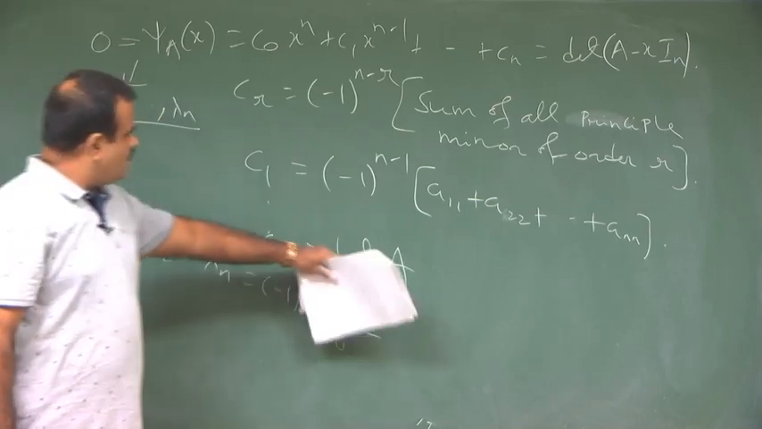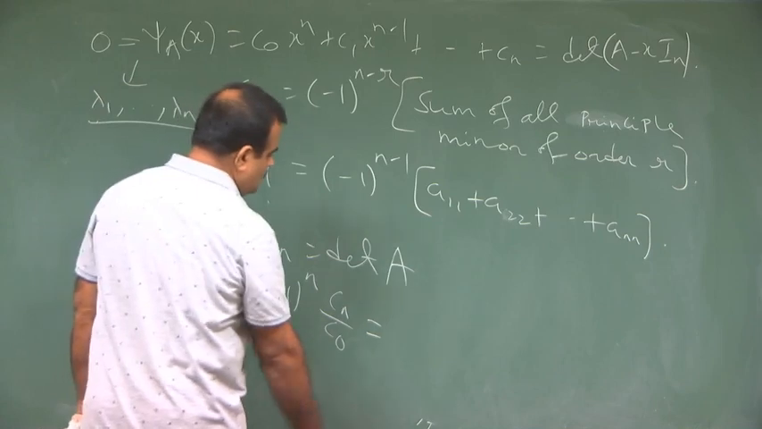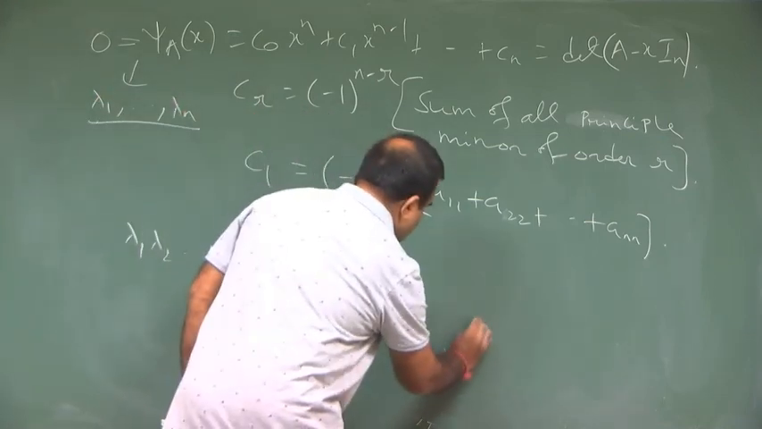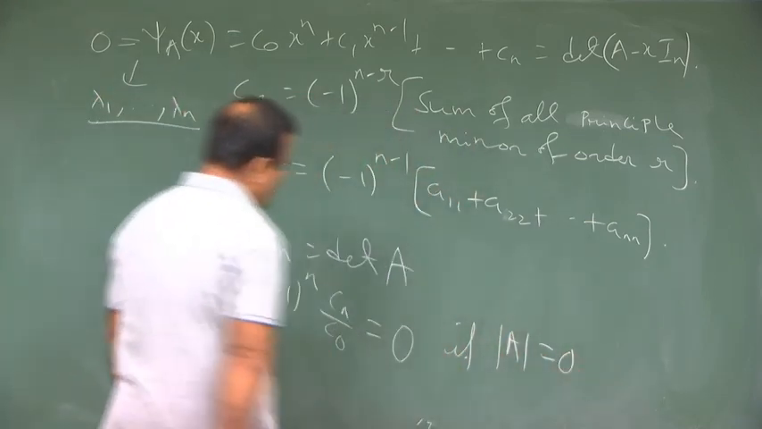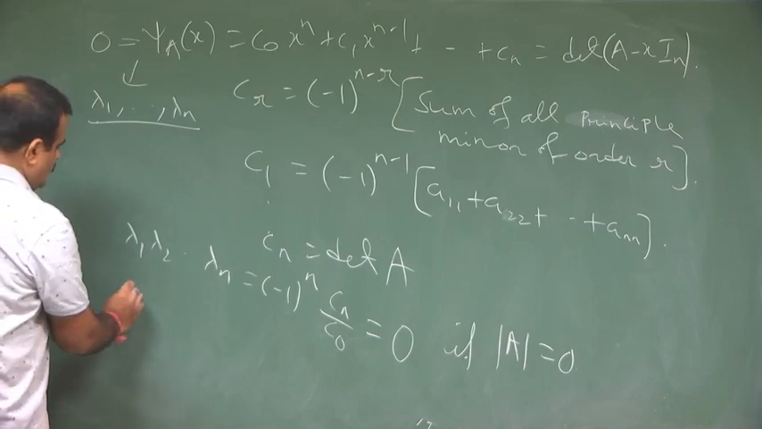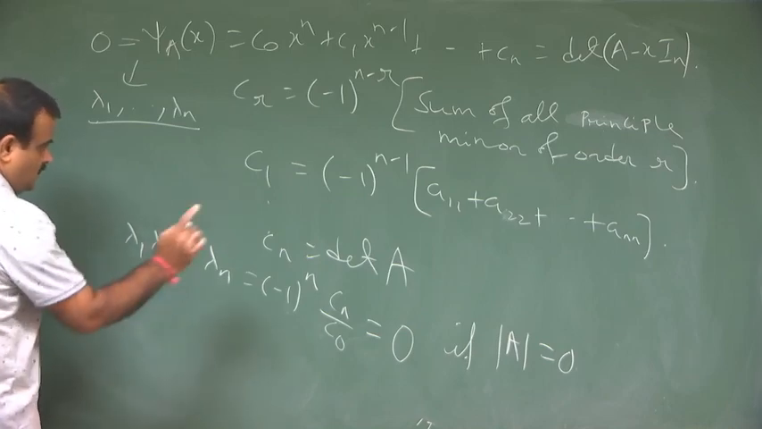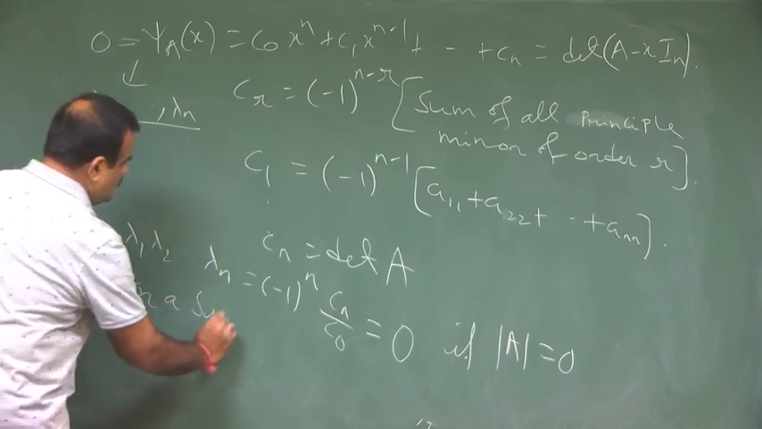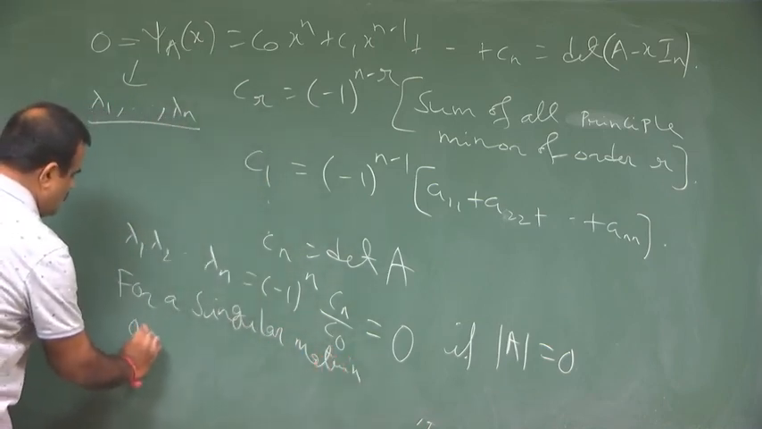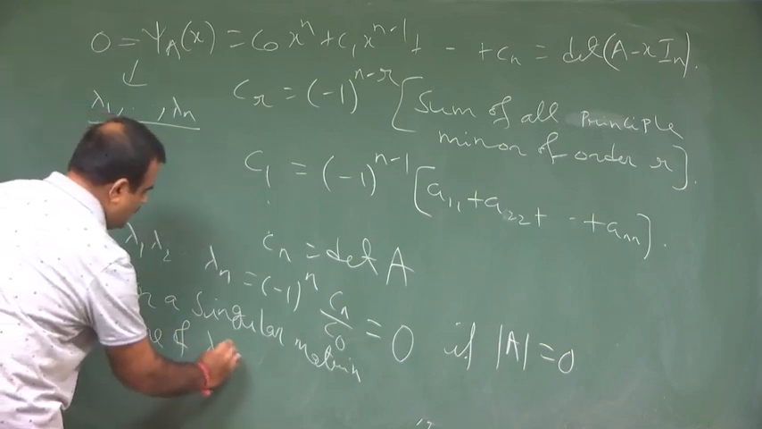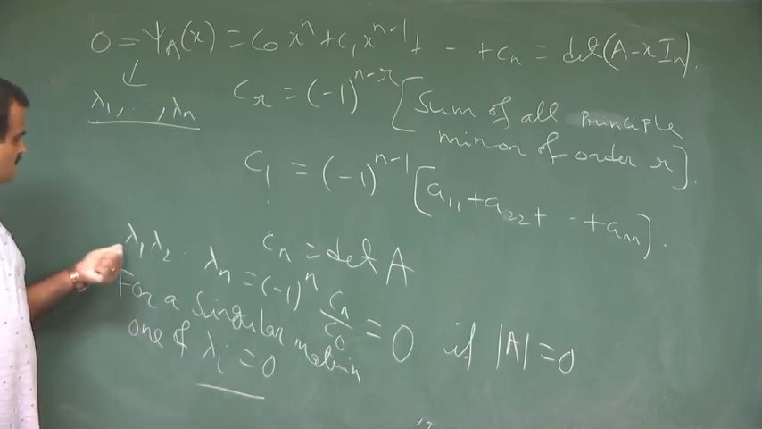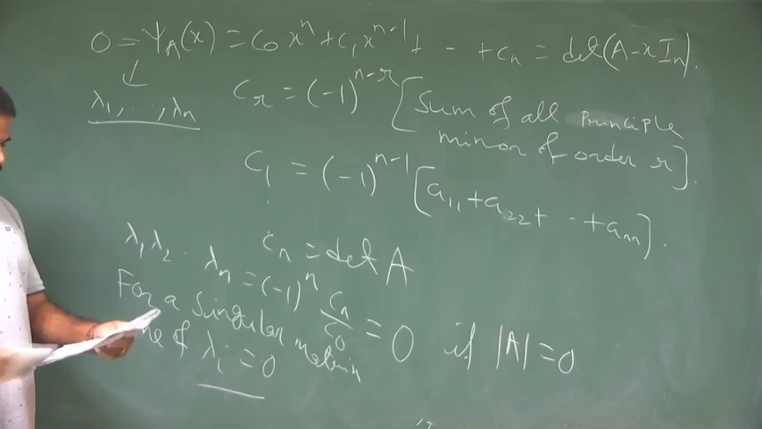Now cn is the determinant of A. If A is non-singular, then the determinant is non-zero. If A is singular, then the determinant is 0. If the determinant is 0, that means one of the eigenvalues has to be 0. So for a singular matrix, one of the eigenvalues lambda i must be 0, because the product is 0. Product is 0 means one of these lambdas has to be 0. So this is one observation.